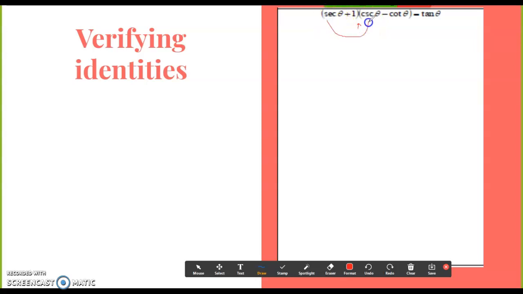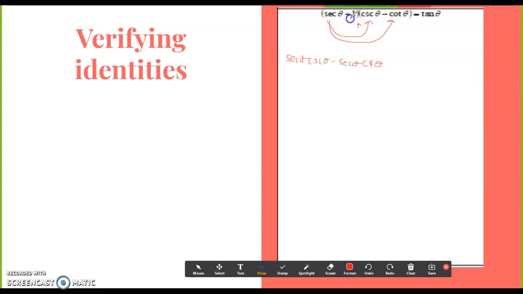Now notice when I do that, I have to use what I call a song and dance, or the distributive property, where you have to multiply everything into everything. So I am going to multiply secant of theta times cosecant of theta. That would give me secant of theta cosecant of theta. Then I'm going to multiply secant of theta times a negative cotangent, so that would be minus secant of theta times cotangent of theta.